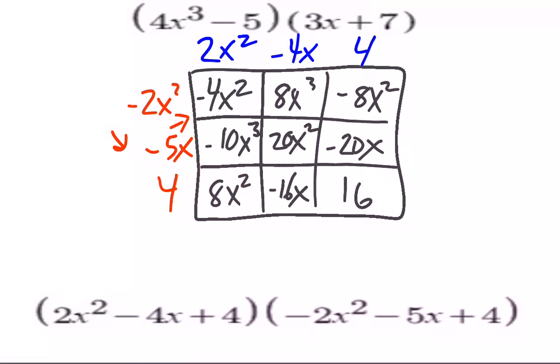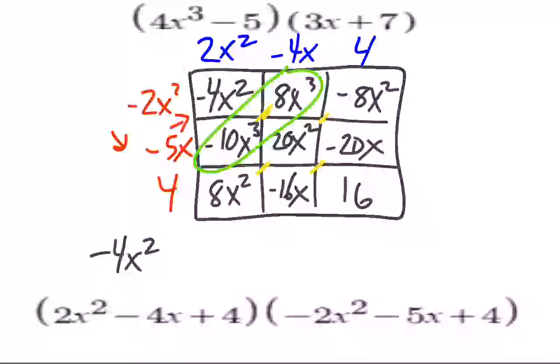Now I need to combine like terms. A lot of times your like terms will be on the diagonal. In this problem, that's the case. If I look on my diagonals there, those are all like terms. Now, the 4x squared, he's lonely. He doesn't have anyone to combine with, so I just bring down the negative 4x squared.